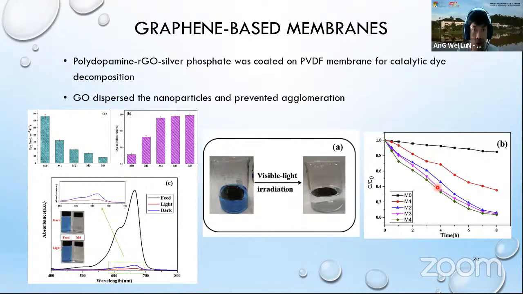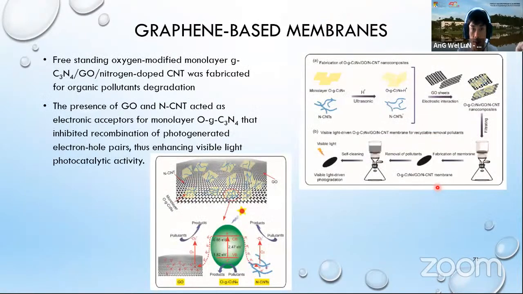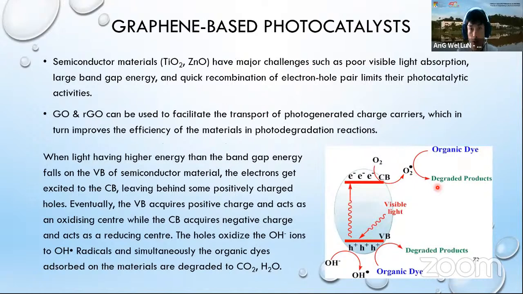not going to go through this because it's the same example. This is the coating of the graphene oxide with silver on top of the surface, so this is for degradation of the pollutants. And another photocatalytic membrane performance showing that graphene oxide can be used to disperse the photocatalyst for an improved photocatalytic membrane. So we move on to the last section of this talk, which is on the photocatalyst.